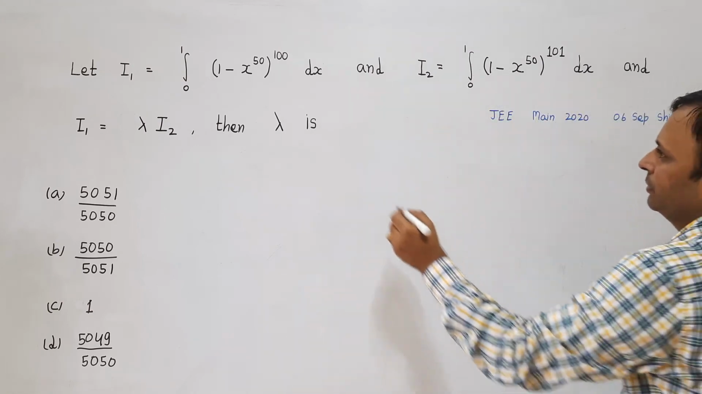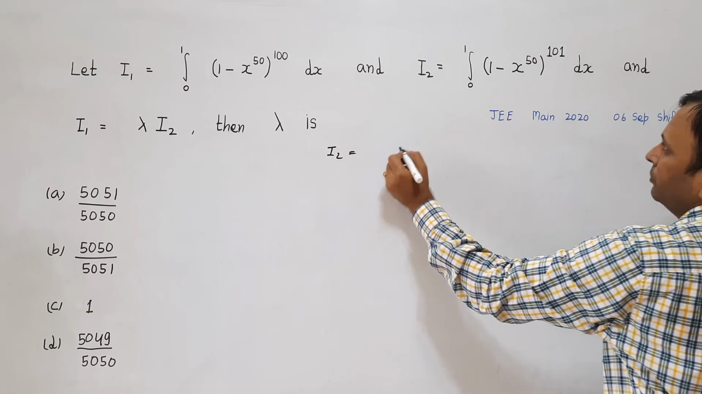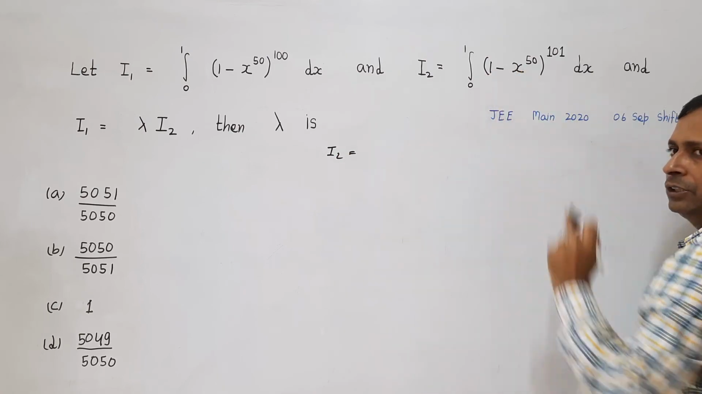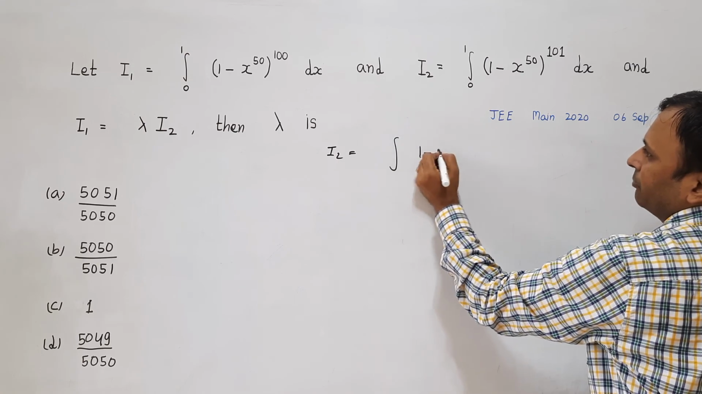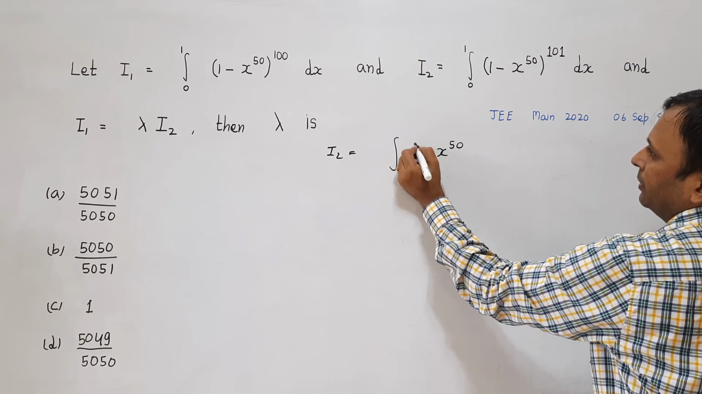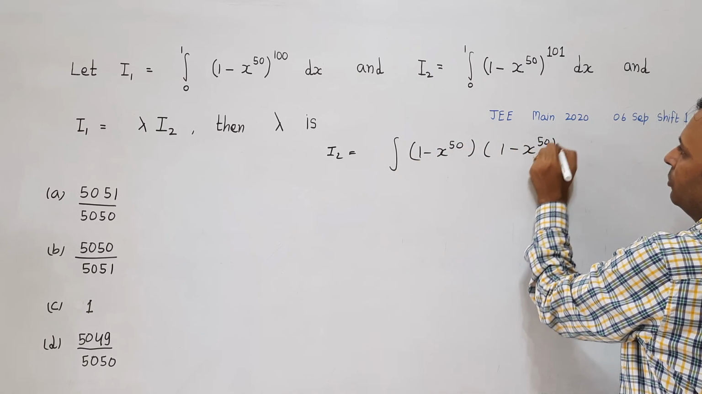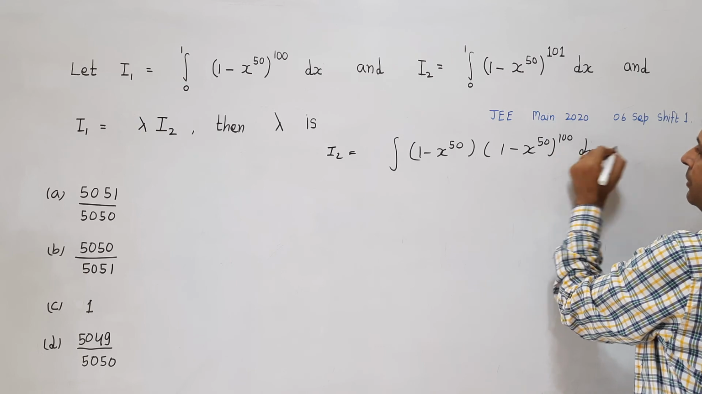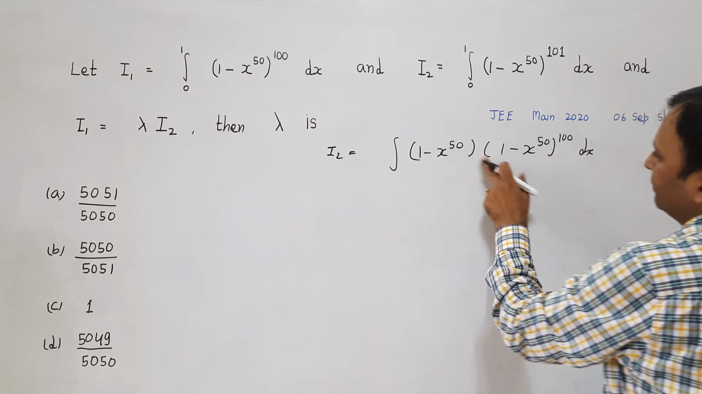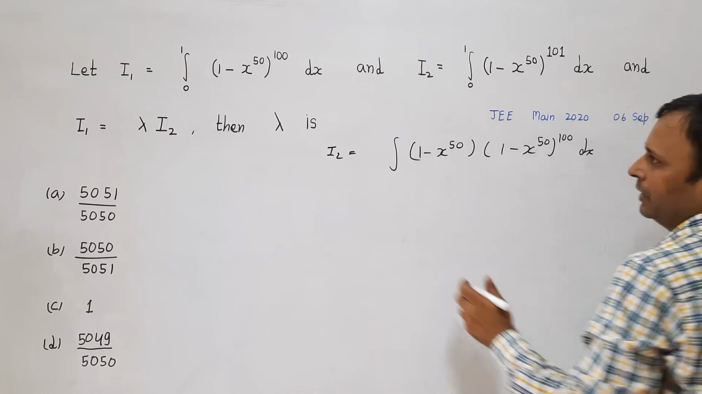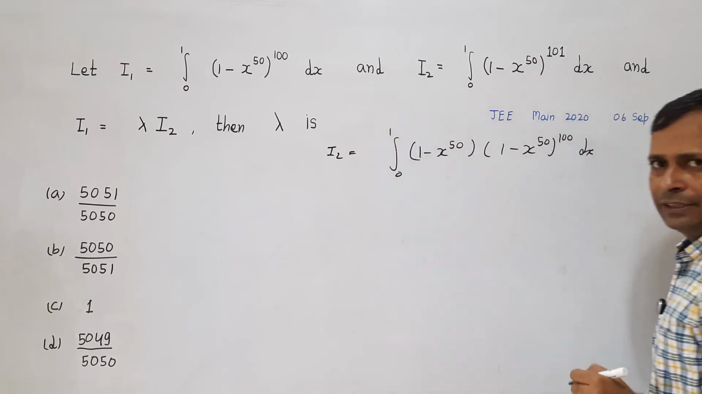So we have I2 is equal to, this (1 minus x to the power 50) whole to the power 101 can be written as (1 minus x to the power 50) multiplied by (1 minus x to the power 50) whole raised to the power 100 dx. Correct? Now if I open this bracket, I get, and the integral limit is from 0 to 1, so the limit will be as it is.